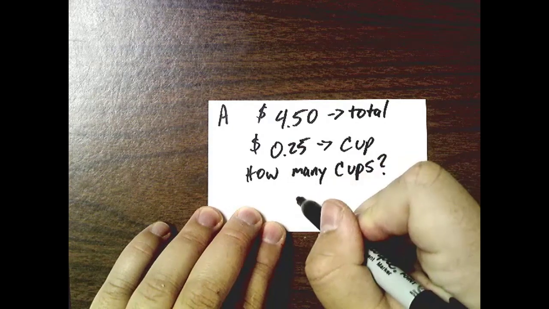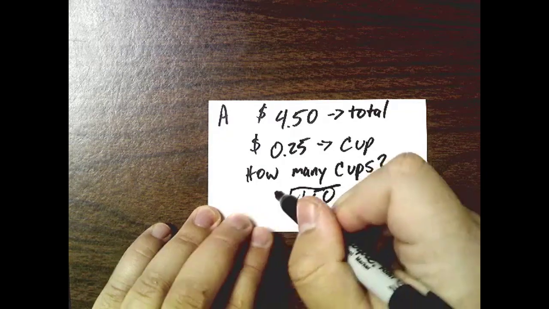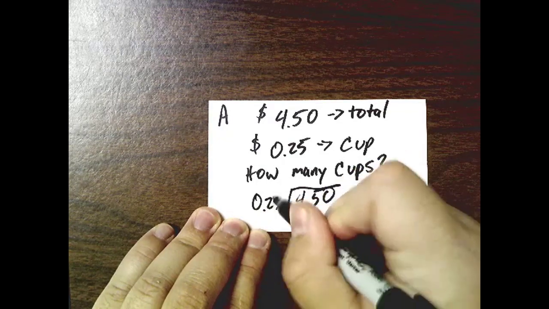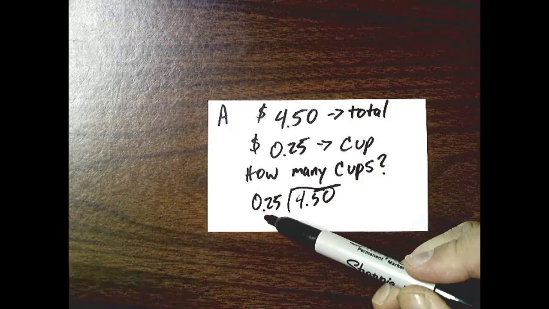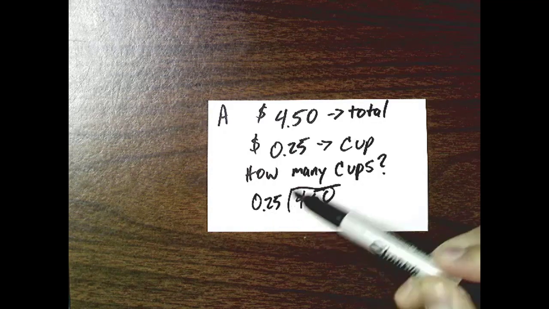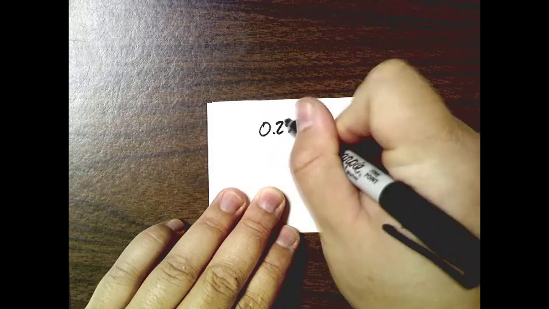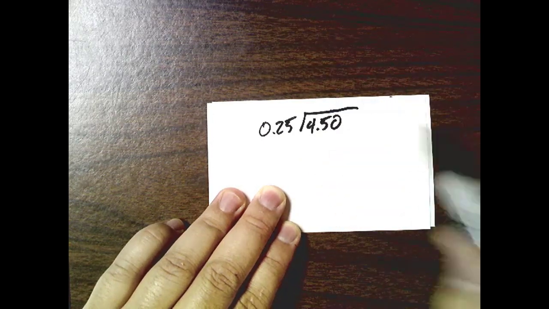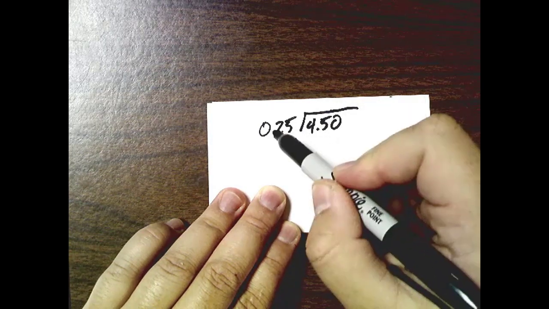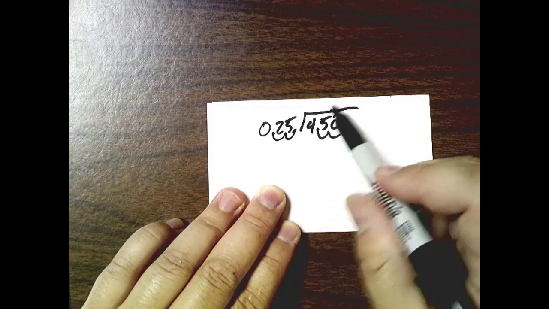So I get $4.50 divided by 25 cents. But here's the problem. If I have a decimal point on the outside, I can't do that. So therefore, I need to rearrange this problem. And you might recall from last year, if I have a decimal point on the outside, what I can do is move this decimal point over this direction, as long as I do it on the inside as well.